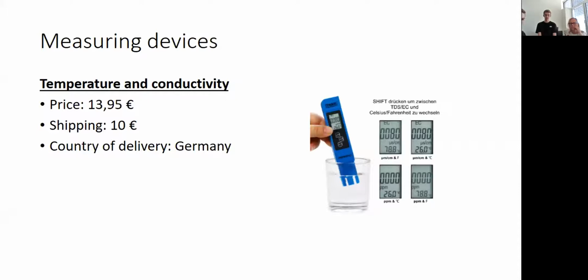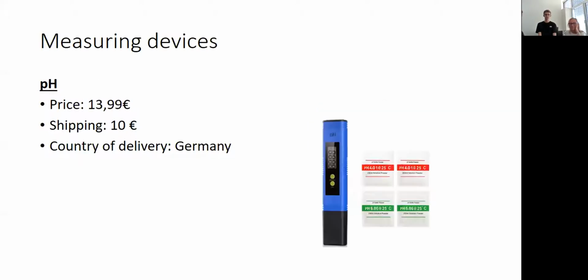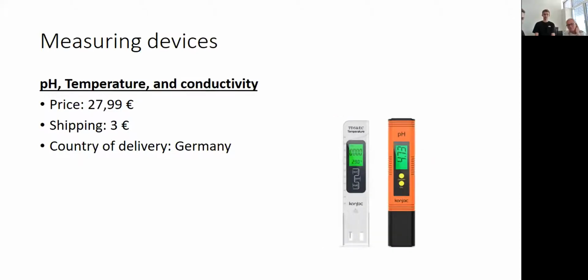Then we have a lot cheaper one at $13.95 and 10 euros shipping from Germany. It only measures the temperature and the conductivity. Then we have an extra one only for pH. It's about the same price and the same shipping, but only for the pH value.